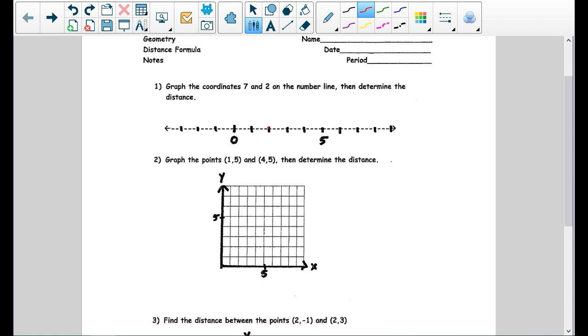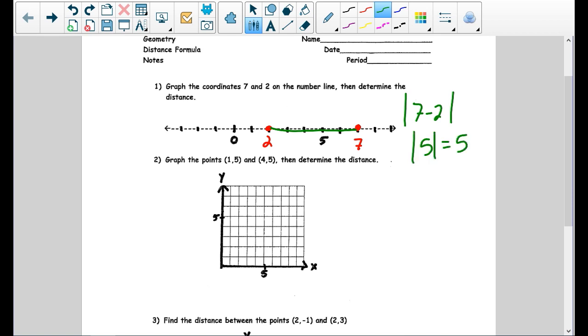Well, here is 2, and here is 7. Oops, that's 6. Here's 7. How did we find the length from 2 to 7? How did I find the length here? Yeah, subtracted them, right? So I took the absolute value, and again you can take 2 minus 7, 7 minus 2, doesn't matter. We get 5, and the absolute value of 5 is 5.